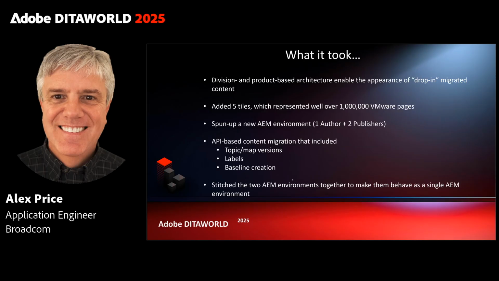More than 1 million. And then behind that also, to support it, we spun up a new AEM environment with 1 author and 2 publishers. And Greg put together an API-based content migration database. And we were able to support topic versions and versions on maps, and labels and automatically generated baselines. And then at the end of the day, we ended up stitching the 2 AEM environments together at the CDN level in order to make it appear as if it is one system overall.